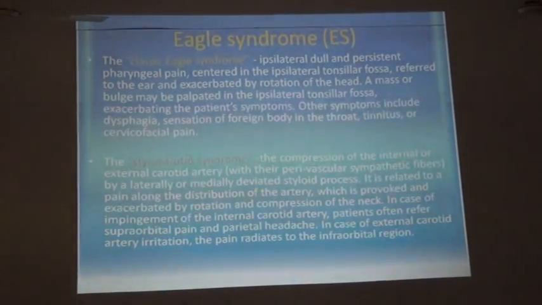The presentation of Eagle syndrome is in two types. One is the classical Eagle syndrome, with ipsilateral dull and persistent pharyngeal pain centered in the ipsilateral tonsillar fossa, referred to the ear and exacerbated by rotation of the head. A mass or bulge may be palpated in the ipsilateral tonsillar fossa, exacerbating the patient's symptoms. Other symptoms include dysphagia, sensation of foreign body, tinnitus, or cervicofacial pain.